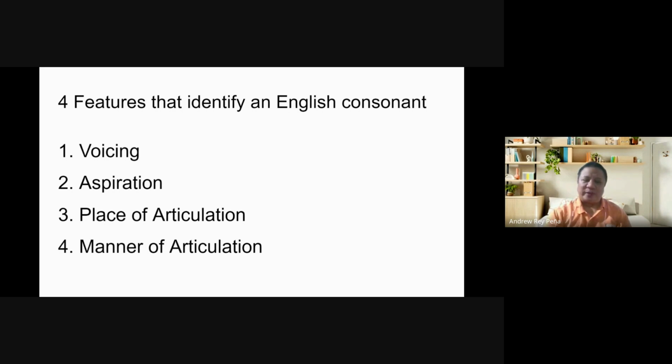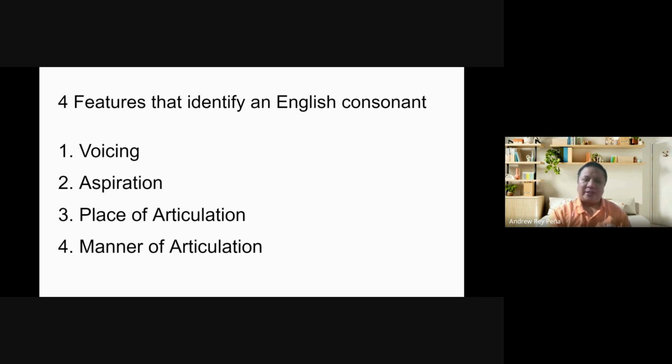Voicing refers to whether or not the vocal cords vibrate when you pronounce the phone. Aspiration refers to whether or not there is a puff of air when you pronounce a phone. Place of articulation refers to which articulators are involved in producing the phone or the sound.